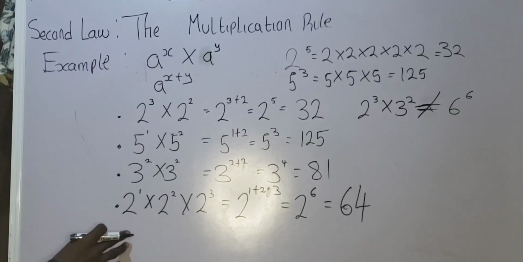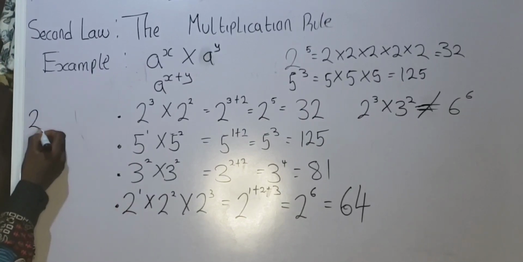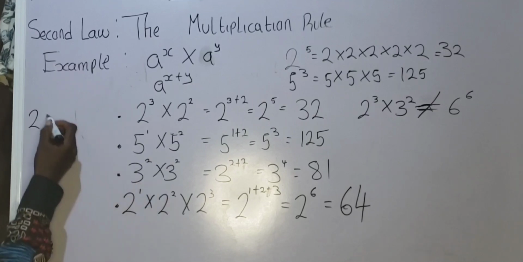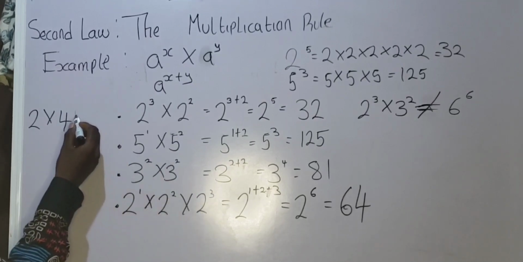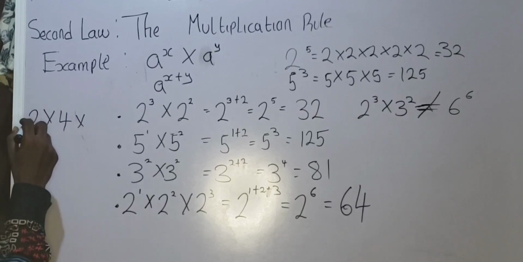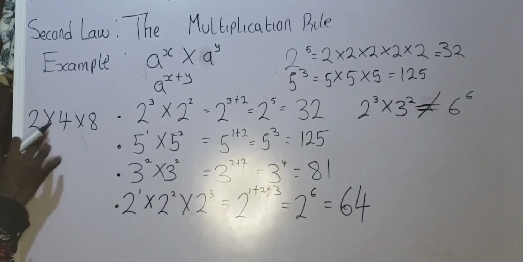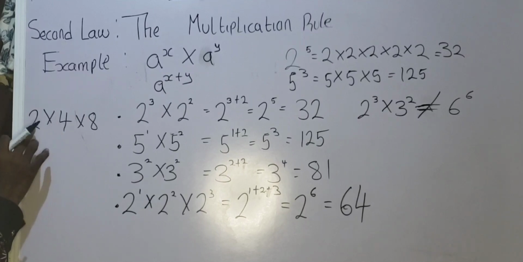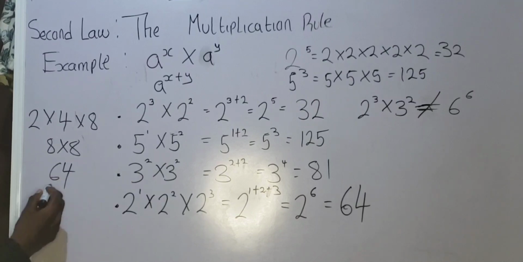And if you want to check, maybe this is correct. Let's check. 2 raised to the power of 1 is what? 2. 2 raised to the power of 2 is 4. And 2 raised to the power of 3 is 8. Do you understand? So now let's check. 2 times 4, 8. So I'm going to have 8 times 8. 8 times 8 is what? 64. So this is correct.